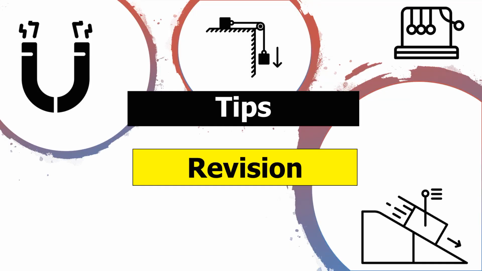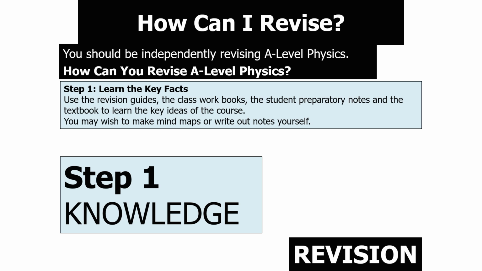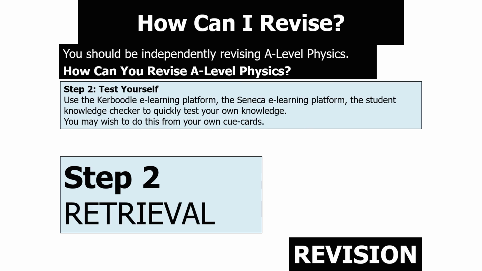So how should you be revising for your A-Level Physics? Well, the first step is to learn the key facts. Use the revision guides, the class workbooks, prep notes and textbooks to learn the key ideas of the course. You might want to write mind maps or write out notes yourself. The second step is to test yourself. Use things like Caboodle, Seneca and knowledge checkers to quickly test your own knowledge, and you may wish to do this from your own cue cards.